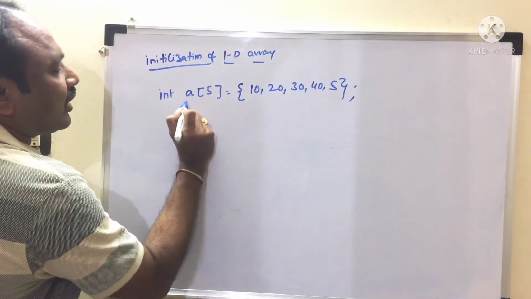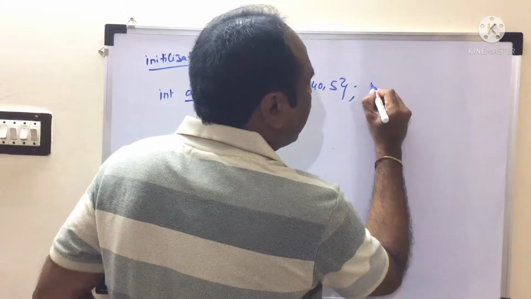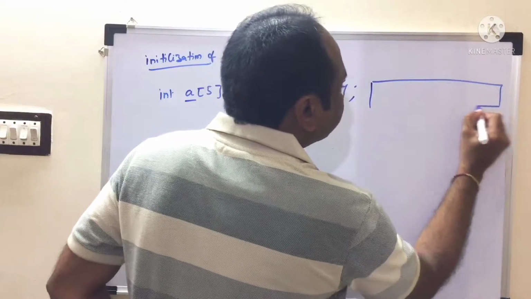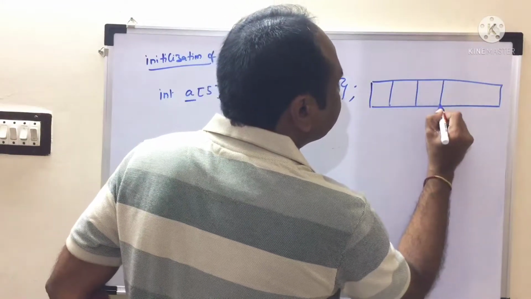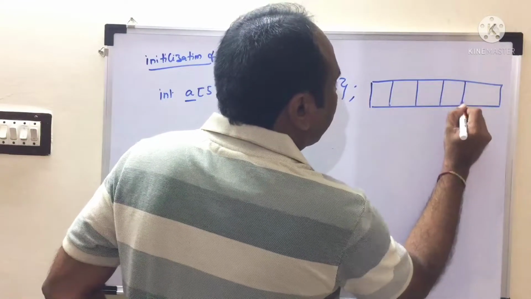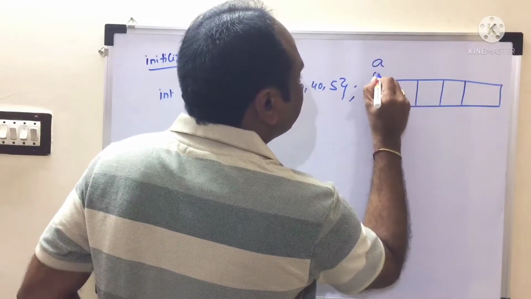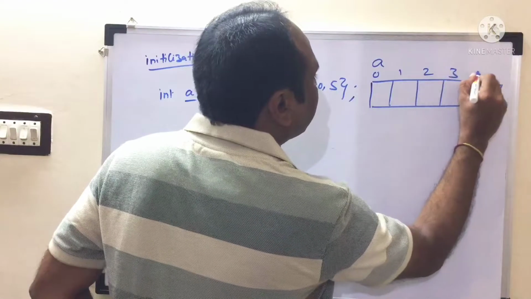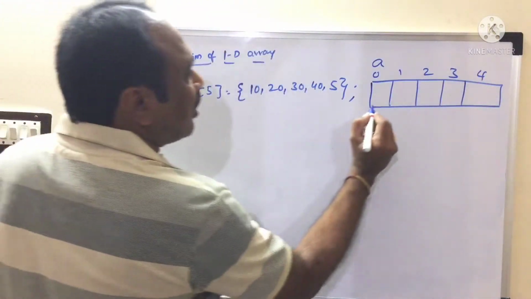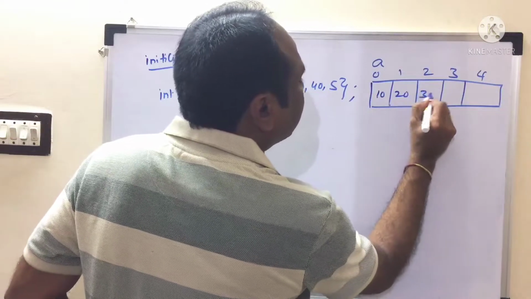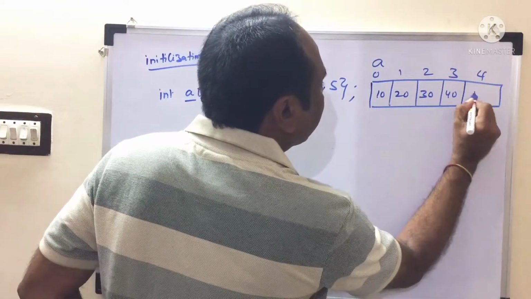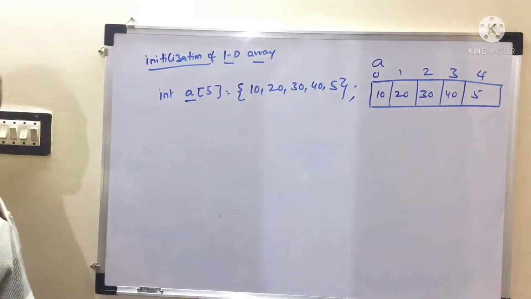Okay, if you declare an array like this, please draw a box. What is the array name? A. I am showing how many values? 5 values. A of 0, A of 1, A of 2, A of 3, A of 4. What is the first value? We have provided 10. Next value 20, 30, 40, 50. I am storing like that.